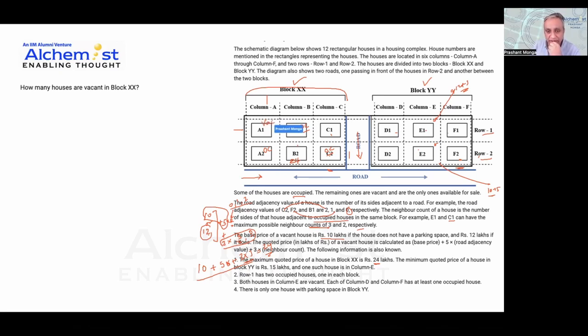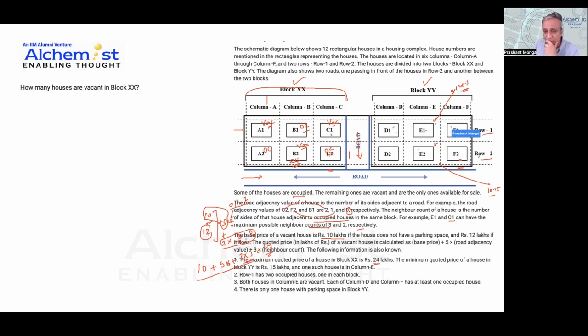This is vacant. And this is vacant for sure, and this is also vacant because this is 24 lakhs. So this is vacant, this is vacant, and I can calculate the value if I want to. Yeah, row 1, okay, 1 in each block, so one of them is vacant. Okay, and both houses in column E are vacant. Oh, so both are vacant, and I need to make this as this thing.